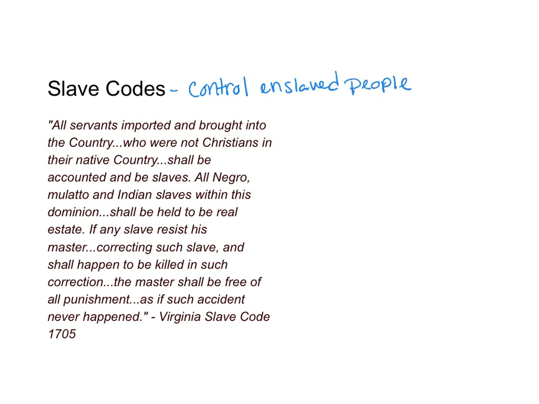we have an example of a slave code from Virginia, and I'm just going to take a moment to read this to you. All servants imported and brought into the country who were not Christians in their native country shall be accounted and be slaves. All Negro, mulatto, and Indian slaves within this dominion shall be held to be real estate. So essentially right here saying that all slaves are now property.